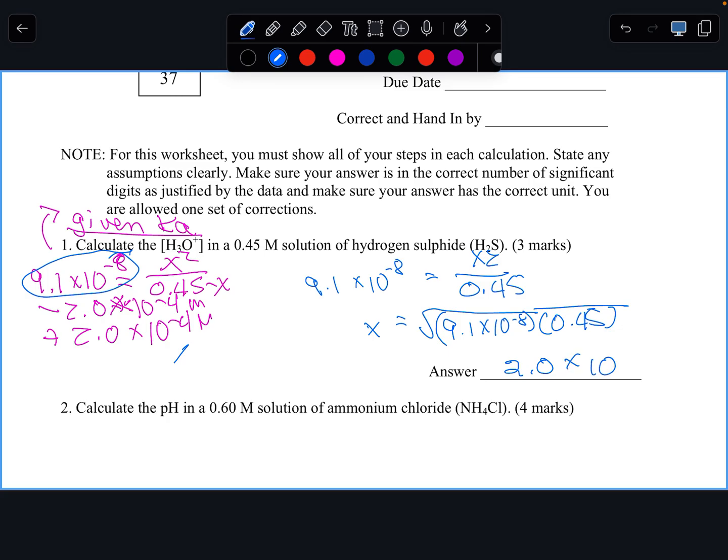You're going to get the exact same answer. Don't forget this is concentration, so it needs a molarity. I will never give you a problem on an assessment where you have to use the quadratic, but I like to take a little bit of time right now to let people know where the quadratic is and practice it. So the answer for this one is 2.0 times 10 to the minus 4.